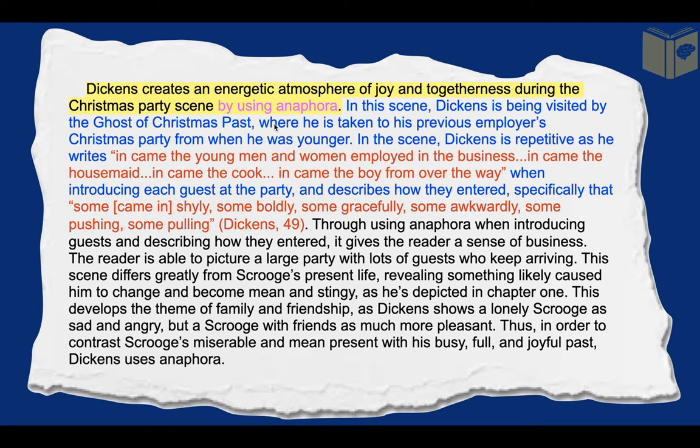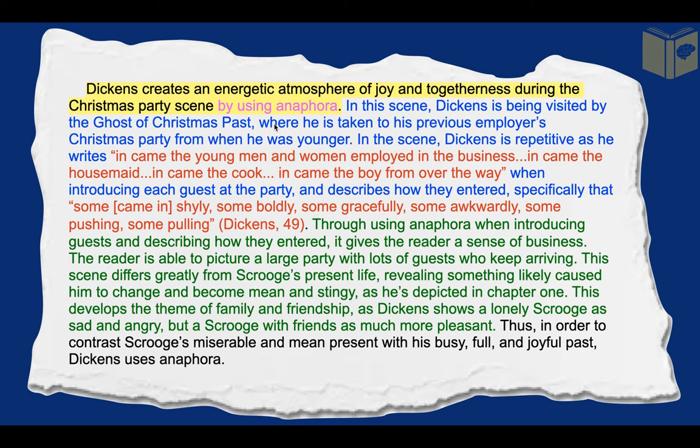I've got what I know and how I know. Now I need why is it important? I put that in green. This is my analysis. Through using anaphora, the literary device, when introducing guests and describing how they entered, it gives the reader a sense of busyness. The reader is able to picture a large party with lots of guests who keeps arriving.